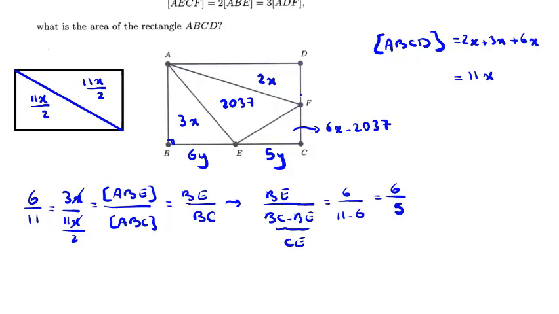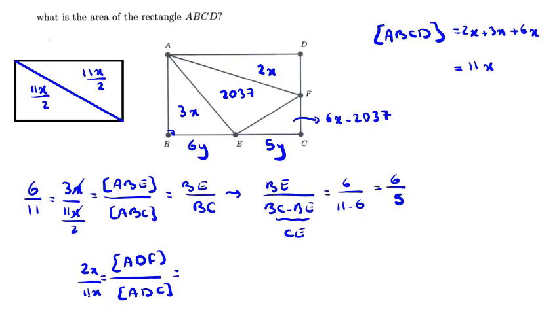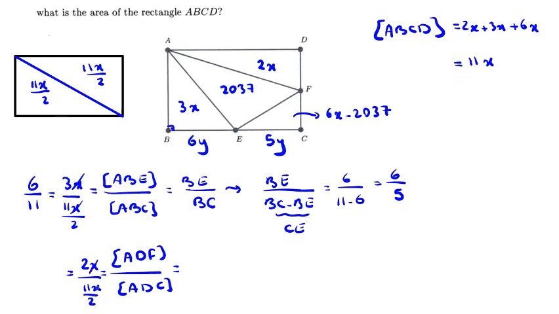Now, it is for this part. Here, we do the same thing for finding the ratio DF over FC. We say area of ADF over area of ADC is equal to, ADF is what? 2x over 11x over 2. If we divide, it will be 4 over 11. ADF is, you can say, it will be the ratio of bases. DF, if you consider these two things, it will be this over this, the ratio of bases, because the altitudes are the same. It will be DF over DC.